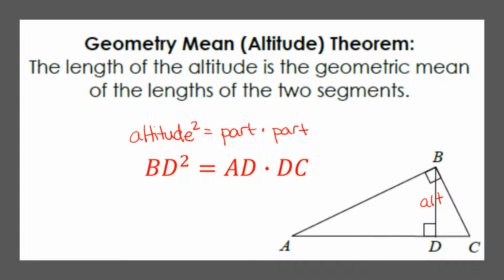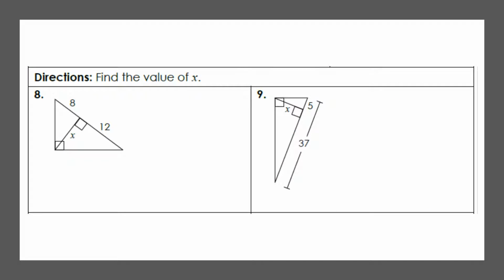Okay, so let's look at some examples of this. Example 8, the altitude squared, so x squared equals part 1 times part 2, so 8 times 12. So I've actually got that x equals the square root of 96, and I know that 96, I can't take out a 9, but I can take out a 16, and this is actually 16 times 6, which breaks down to be 4 radical 6.